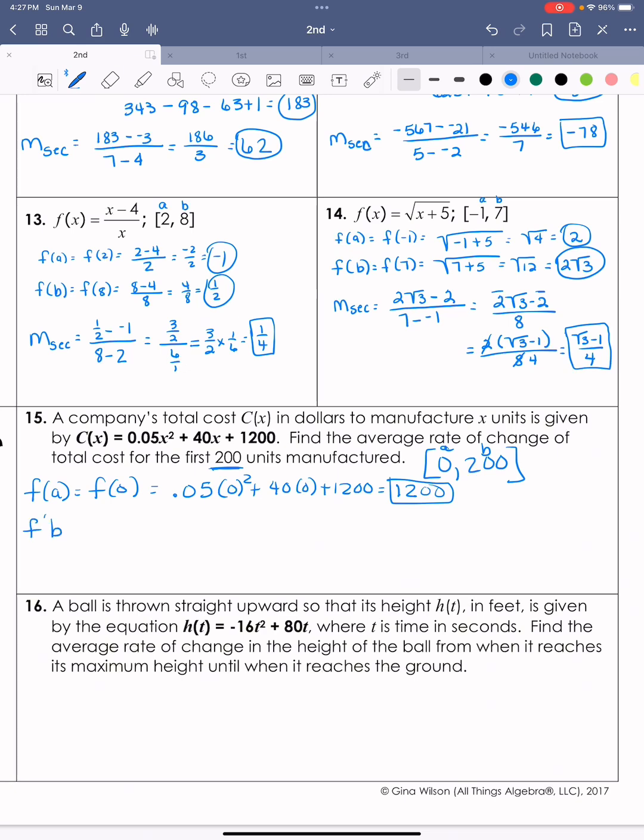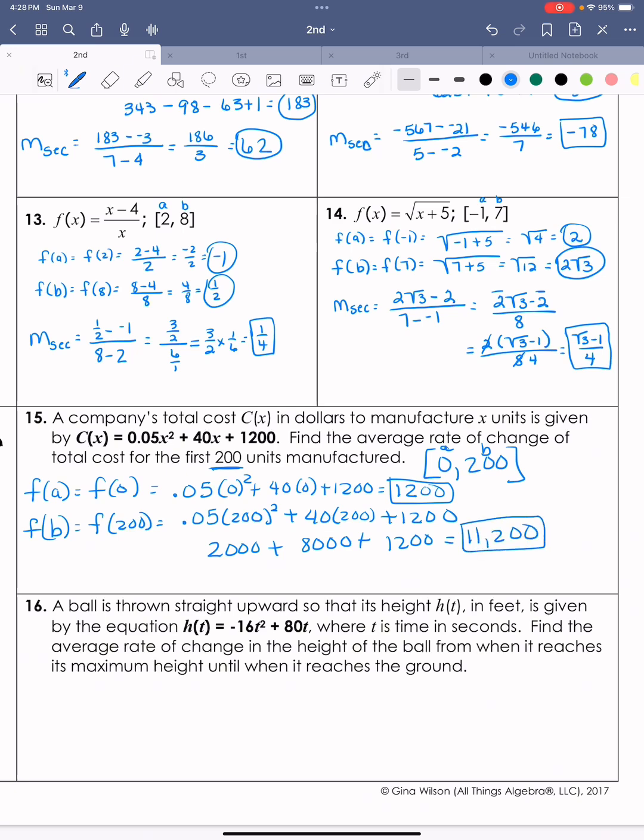Now for f of B, that's going to be f of 200. So I'm going to plug 200 in. So I've got 0.05 times 200 squared plus 40 times 200 plus 1200. So this is going to give us 2,000 plus 8,000 plus 1,200, and that's going to equal 11,200. So here's our f of B.